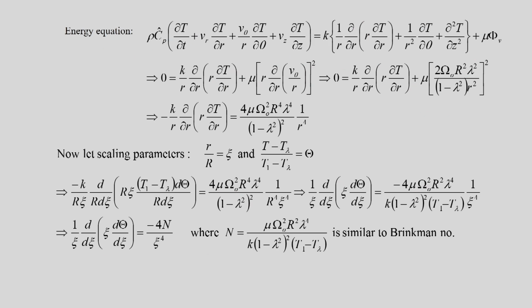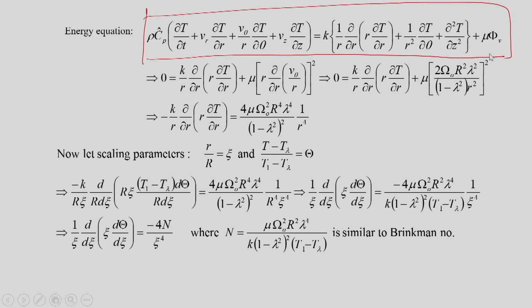So, now the energy equation, given here in the cylindrical coordinates, is rho Cp tilde times dou T by dou t plus Vr dou T by dou r plus V theta by r dou T by dou theta plus Vz dou T by dou z, equals k times 1 by r dou by dou r of r dou T by dou r plus 1 by r square dou square T by dou theta square plus dou square T by dou z square, plus mu phi v. So, on the left hand side is the temporal term, and the remaining 3 terms are the convection terms. On the right hand side, the first 3 terms are the conduction terms, and the last term is the viscous dissipation term.